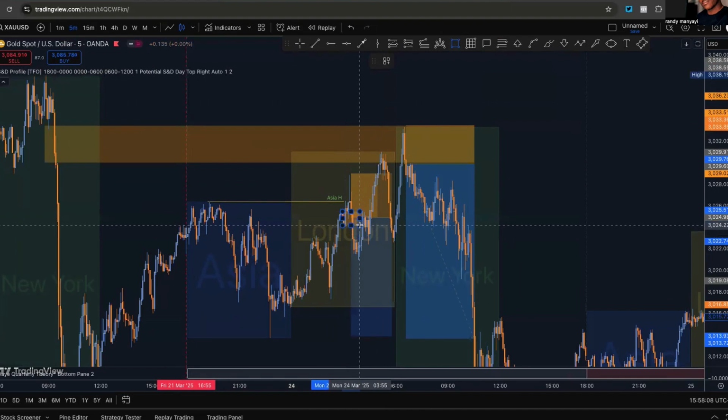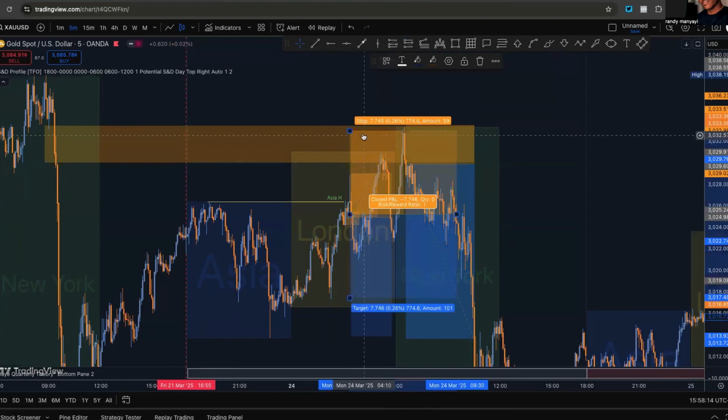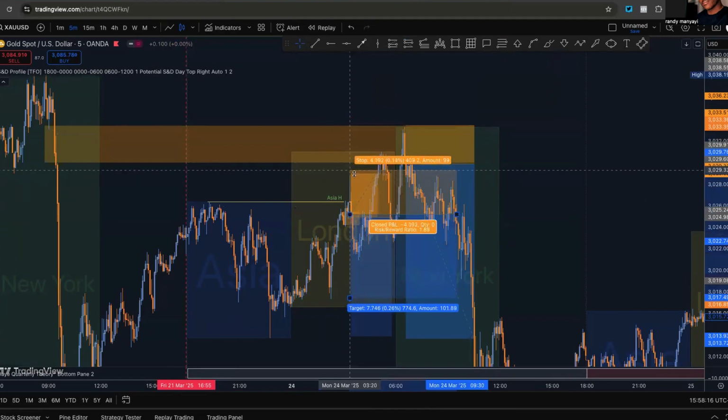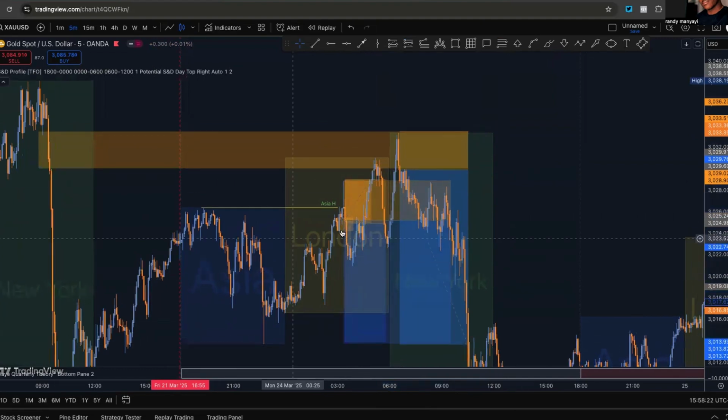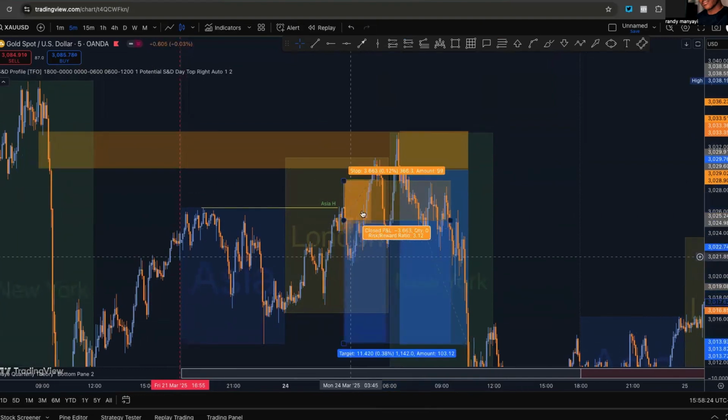Okay, that's my breaker. The price closed below. I actually sold over here before the breaker even happened. That's when I sold, and my stop loss was above here, and I was just targeting that Asia low. Price went in my direction a little bit, and then I got taken out.